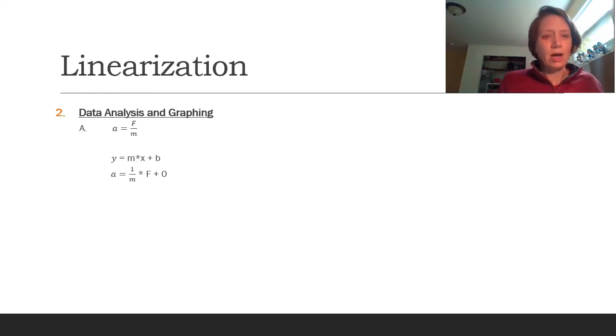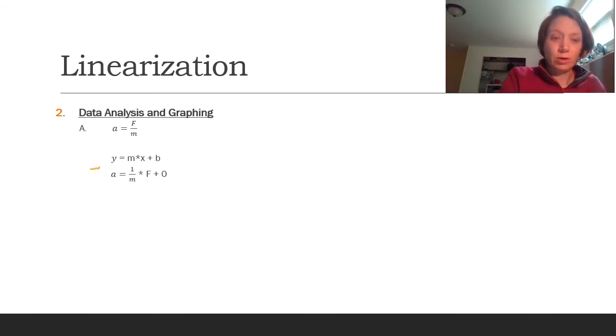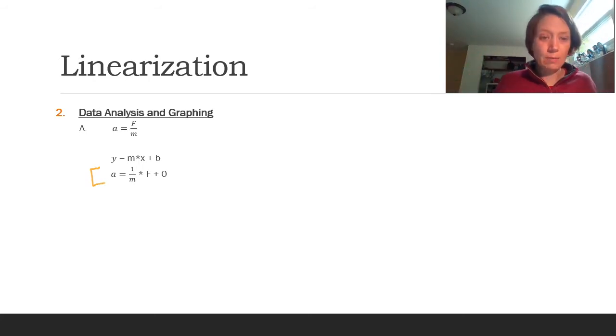But in any case, we have F over mass, and dividing by mass is the same as multiplying by the reciprocal of mass, or 1 over mass. So I would rearrange my equation to look like A equals 1 over M times F plus 0. To me, that really looks like y equals mx plus b format. Same equation, didn't have to do a lot, but now I can really see how it would fit into that other format. And that's going to really help me when I analyze my graph and use linearization.